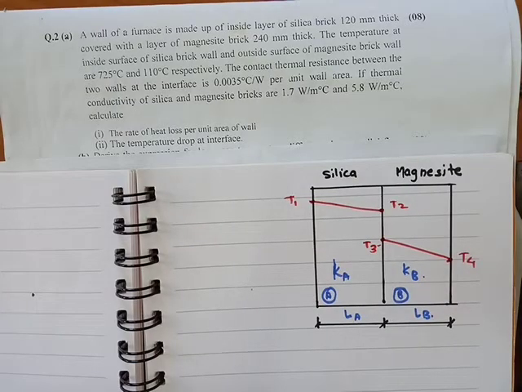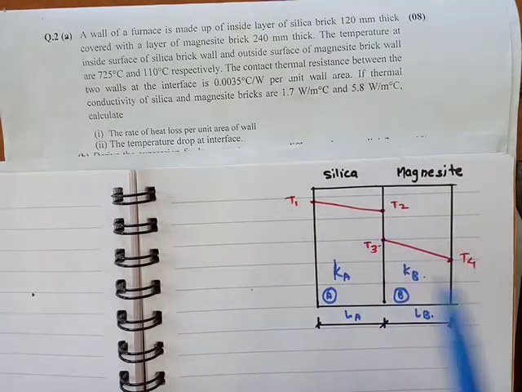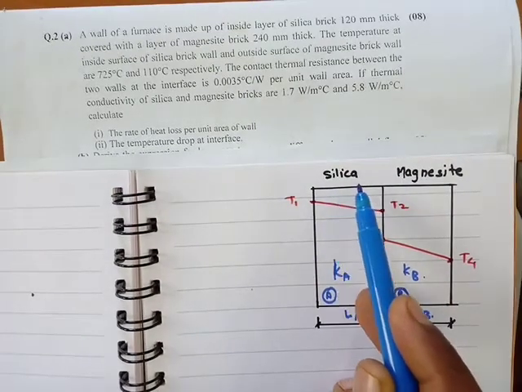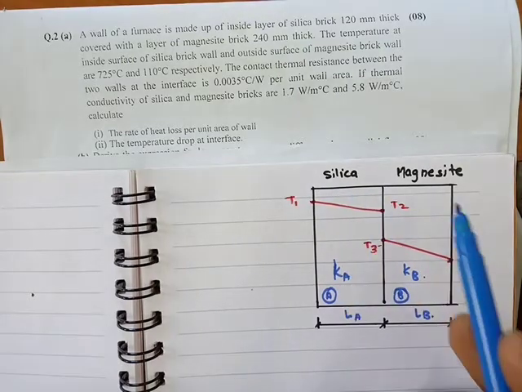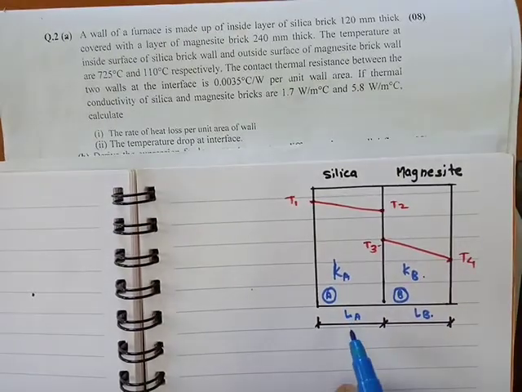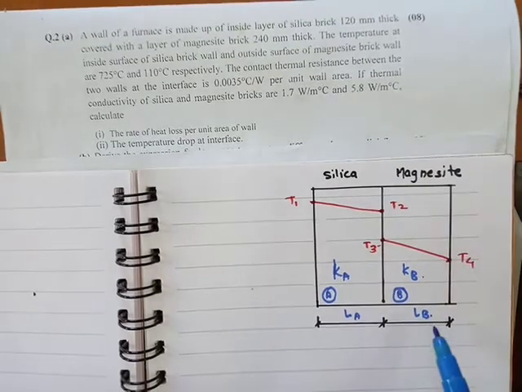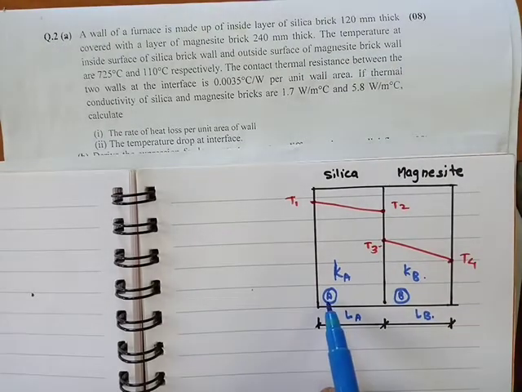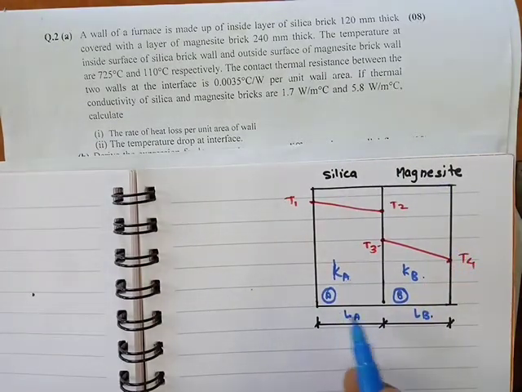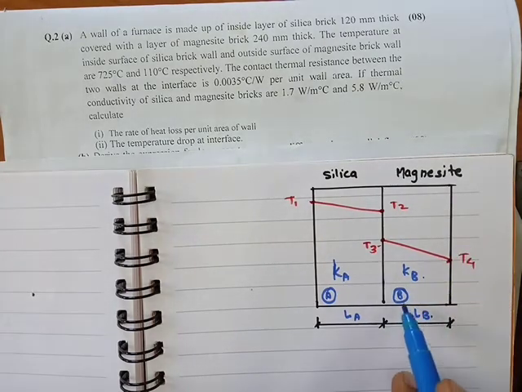Now, as per our given problem, we have drawn a figure here. This total composite wall consists of a single wall of a furnace. Some part of the wall is made up of silica material and some part is made up of magnesite material. We consider the thickness of the silica brick wall as La and the magnesite brick as Lb. We consider A material as silica and B material as magnesite. So the thickness of the silica layer is La and the magnesite layer thickness is Lb.